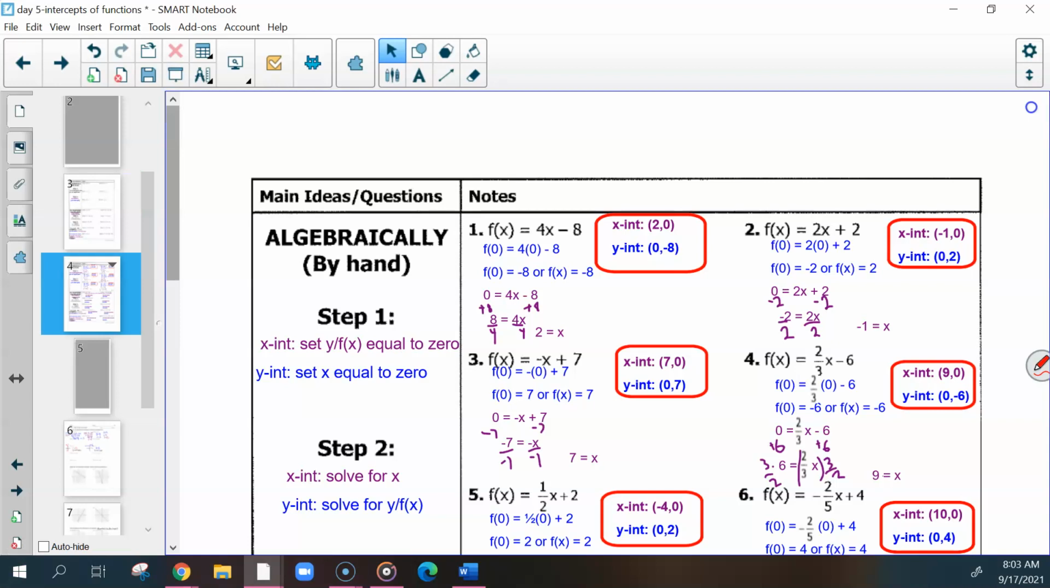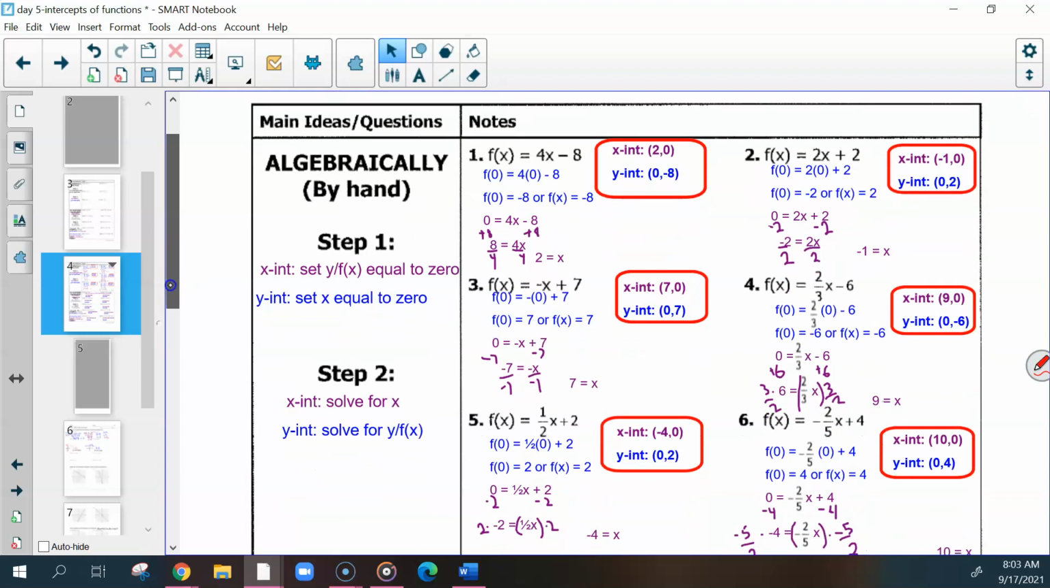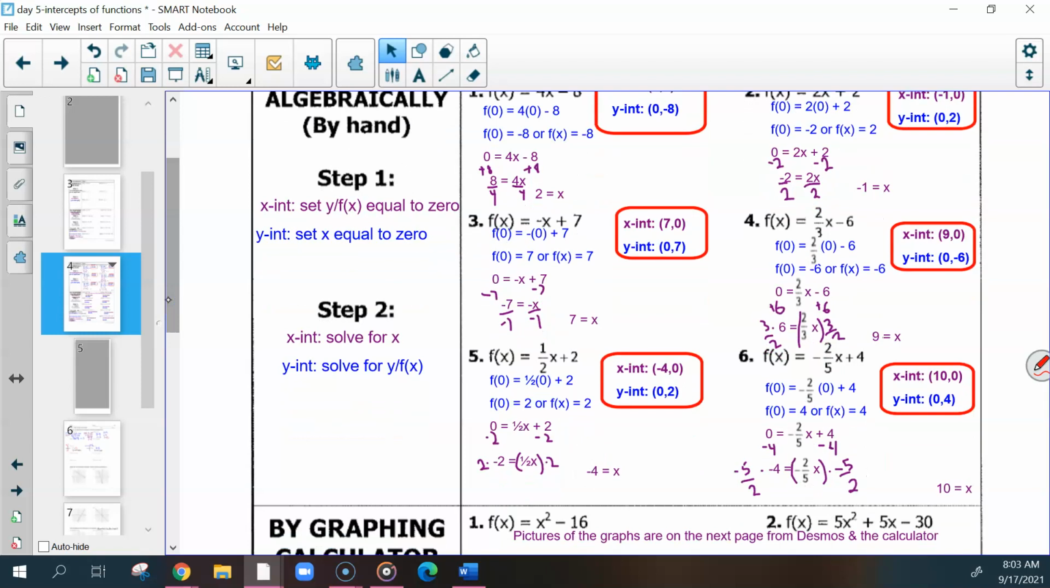So the writing on this is small, so I'm just going to read it out loud. You can check your work with it. But on this page, number 2, the x-intercept was -1. Y-intercept was 2. So if you didn't try these, I would say you could write the answers down, but still try them. That way you get practice. Number 3, the x and y-intercept were both 7. And number 5, the x-intercept was -4, y-intercept was 2.